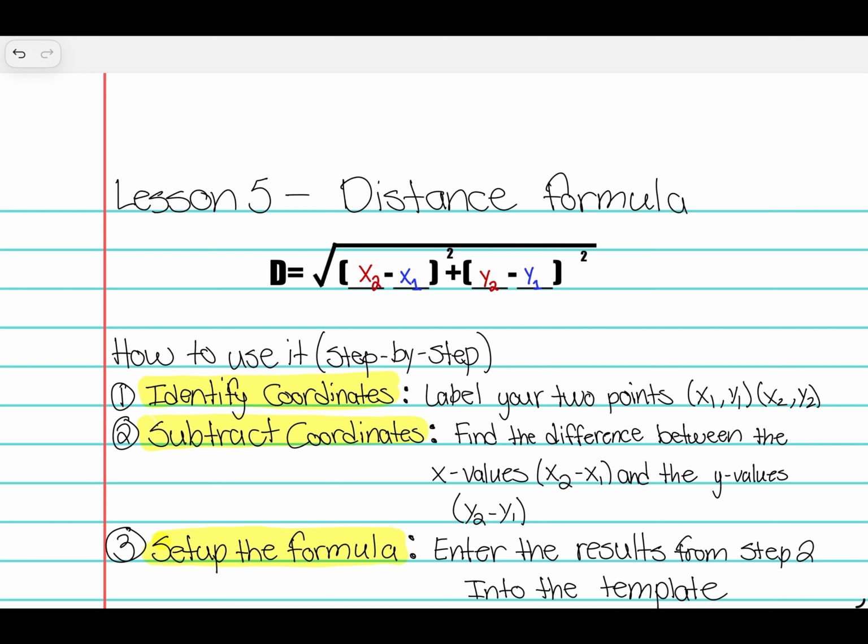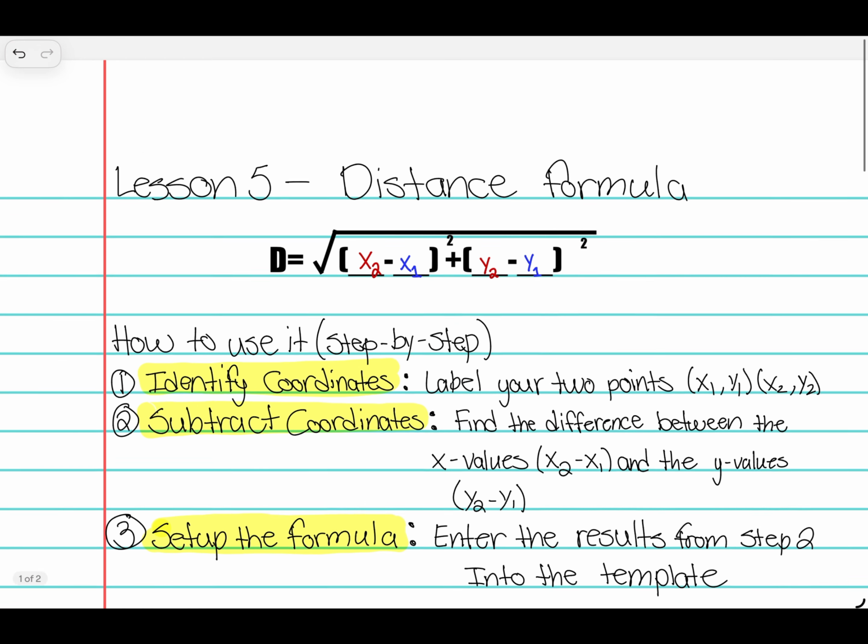Okay? Then we're going to subtract the coordinates. What that means is we're going to find the difference. Difference means subtract, between the x values and the y values. So we're going to take x2 and subtract it from x1, and take y2 and subtract it from y1, and that'll give us our difference. Okay? Then we'll move to step 3.